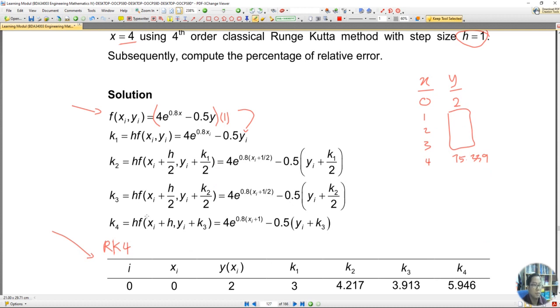And then k2, k3 and k4 are based on the formula, whereby the x you have to add h over 2. This one and this one are the same, but for k2 you have to add y with k1, and for k3 you have to add y with k2. Slightly the same but not the same. For k4 you have to add x with h and y with k3, and multiply with h.